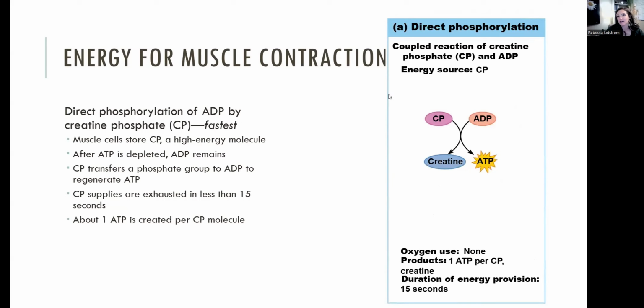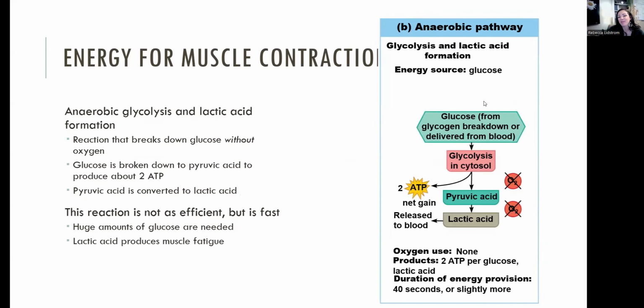Backing up, this is that direct phosphorylation. So we had that creatine, phosphocreatine, or creatine phosphate. This is how we can get ATP out of that, right? So we're breaking it down, about 1 ATP per creatine phosphate. This is our fastest way and kind of the first step after just using up ATP that's sitting around. After that, we might use anaerobic pathways.